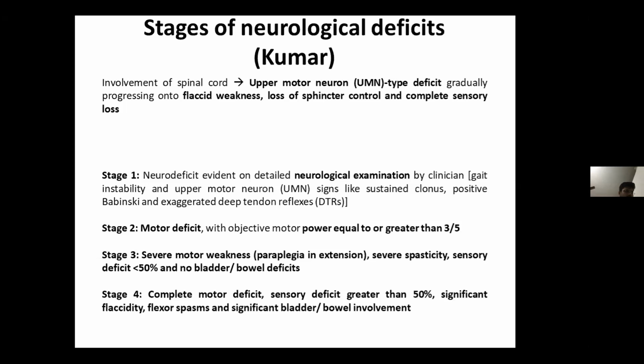Stage 3 is when there is a severe motor deficit. It's called paraplegia in extension, with severe spasticity, and the sensory deficit is less than 50%, and there is no bladder or bowel deficit. And stage 4 is complete motor deficit with significant sensory deficit of greater than 50%, significant flaccidity. It's called paraplegia in flexion because there are significant flexor spasms and contractures by this time, and there is autonomic involvement also. However, we tend to use ASIA grading of late for any spinal cord injury, including spinal cord injury secondary to tuberculosis, and possibly this is becoming less relevant. Still, it's a very interesting classification.